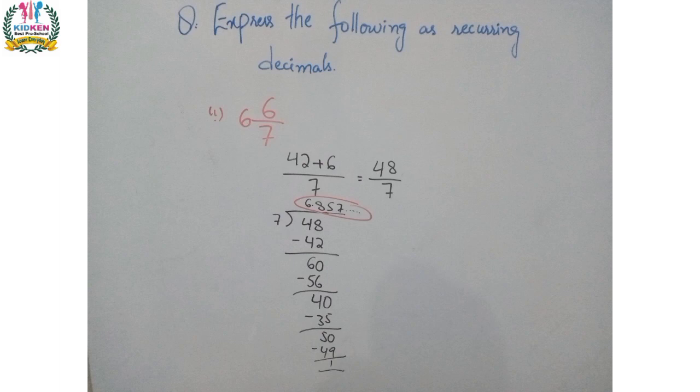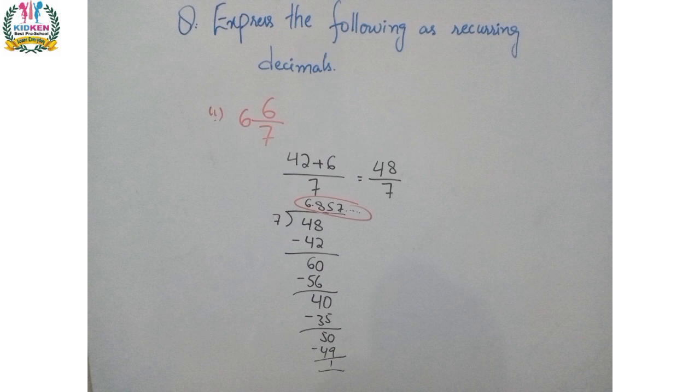Next question is 6 whole 6 upon 7. Again we can convert this mixed fraction into an improper fraction. 7 6s are 42, and 42 plus 6 we have 48 upon 7. So this is the final fraction to solve. 48 divided by 7. 7 6s are 42. We subtract 48 minus 42 and our remainder is 6. Then we add the decimal and 6 converts to 60. 7 8s are 56. We subtract 60 minus 56 and our remainder is 4.